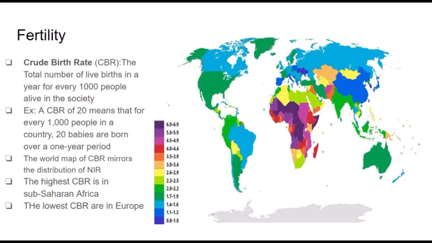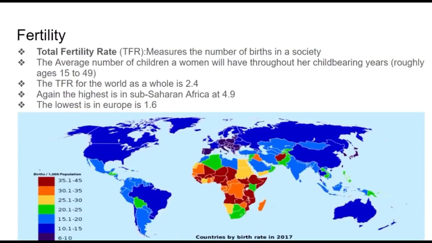The world map of CBR mirrors the distribution of NIR. The highest CBR is in Sub-Saharan Africa, and the lowest CBR is in Europe. Total fertility rate measures the number of births in a society, the average number of children a woman will have throughout her childbearing years, roughly ages 15 through 49. The TFR for the world as a whole is 2.4. Again, the highest is in Sub-Saharan Africa at 4.9. The lowest is in Europe at 1.6.